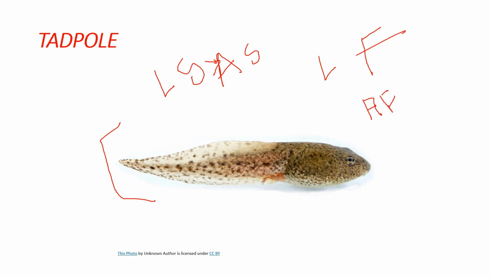Adult form is different from the larval form, that is LF, right? So today we discussed circulatory system and development. In the next session we'll be going to discuss phylum Porifera.